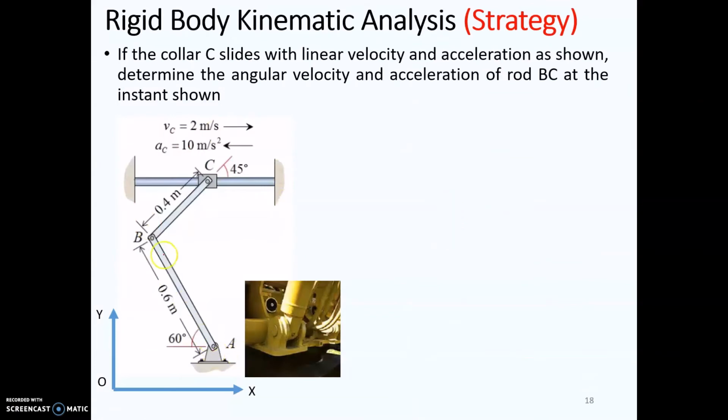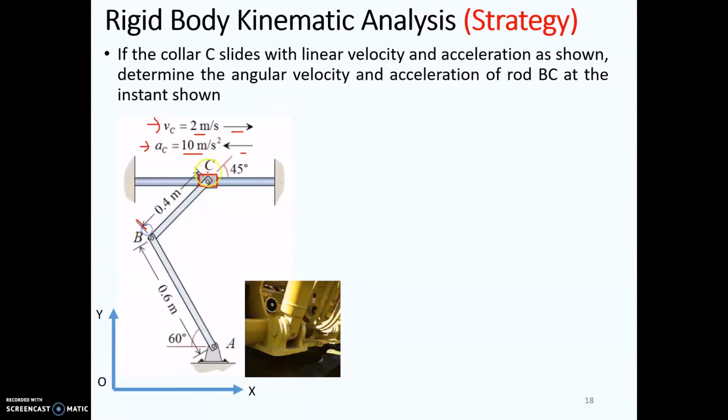In this example, you have a mechanical system which consists of a rod AB, rod BC, and the C is allowed to move in a linear direction. The linear velocity and linear acceleration of the object C here are given by 2 meters per second and 10 meters per second squared respectively. The velocity and acceleration are acting in different directions, therefore this object C is in deceleration, which means the velocity at point C here will be reduced in the next moment.